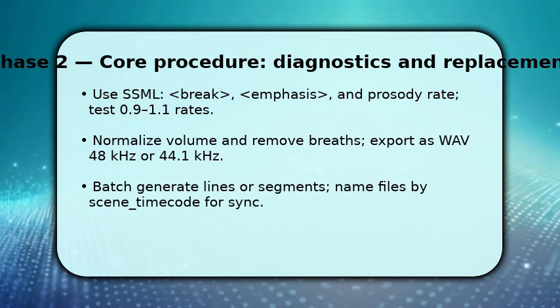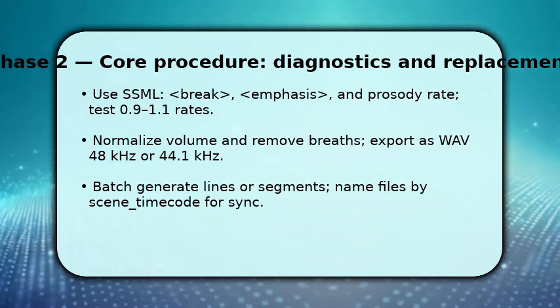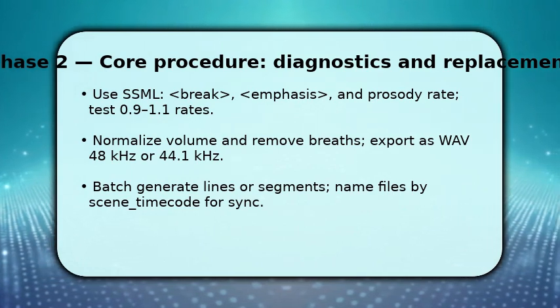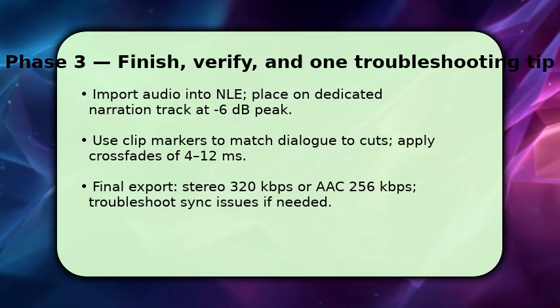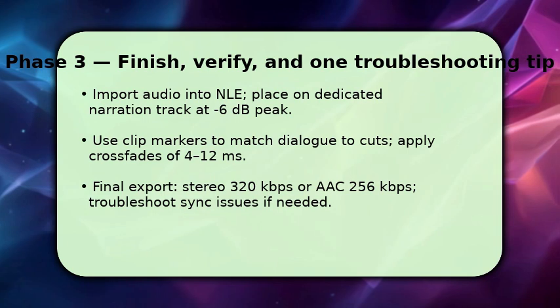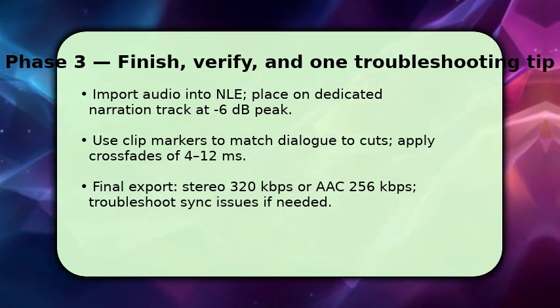Once done, break the script into scene-sized files and batch generate audio with clear file names so you can align clips to footage without confusion. You finish by importing the TTS audio into your editor and placing it on a dedicated narration track, keeping peaks around -6 dB so there's headroom.